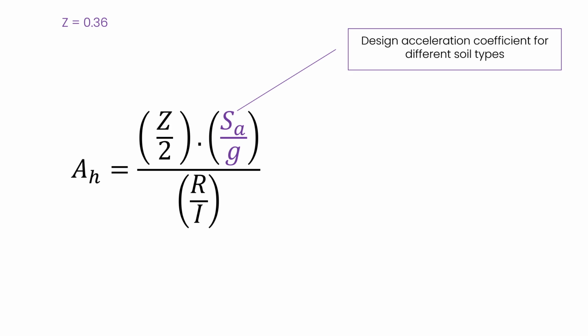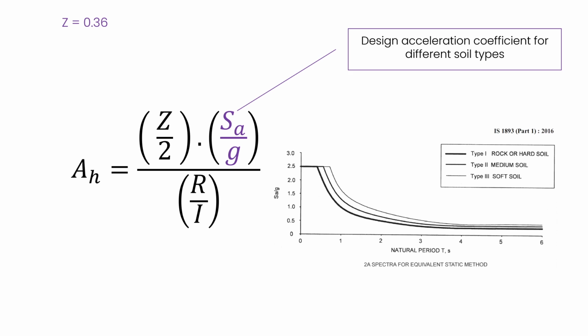Let's move on to the second part of the equation, which is everything to do about the soil or the site condition. Now this in technical terms is called the design acceleration coefficient for different soil types. Let me first show you a graph which depicts the value of SA by G. Now this is for the static method as per IS 1893, and this has 2 parts to it. The first part is the time period, which is T, and the second part is the soil itself. So depending upon the natural period of the building and the soil type, we will be getting the SA by G values. However, just keep in mind that the maximum SA by G value is 2.5.